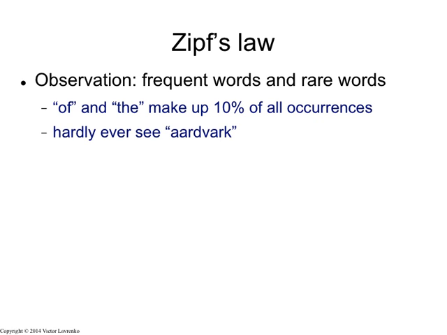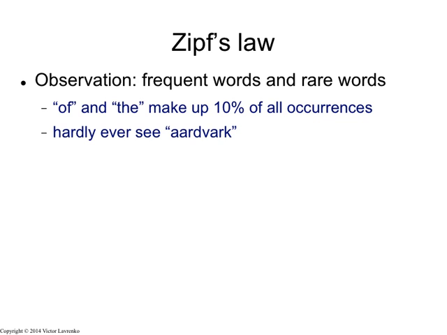Zipf's law is basically based on the observation that in any text you have, in any language, some words are going to be a lot more frequent than others. So in English, in a random piece of English text, words like of and the are going to make up about 10% of all word occurrences, and a word like aardvark is extremely rare, right? So if you're reading a randomly picked chunk of English, it's very, very likely that you will see the words of and the, and it's extremely unlikely that you'll see the word aardvark.